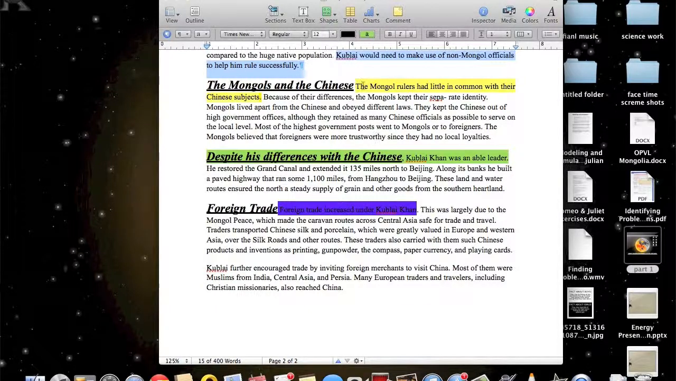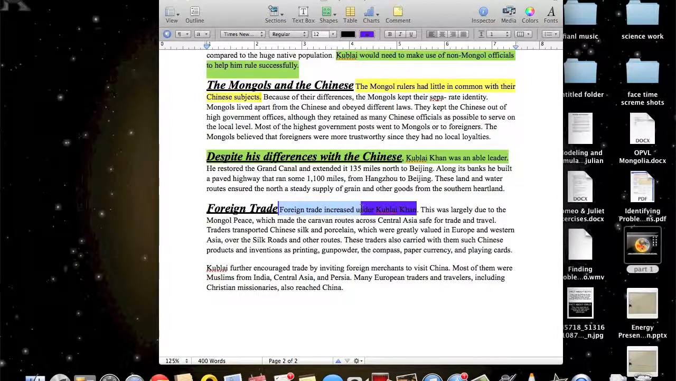Now let's go for the second problem. The Mongol rulers had little in common with their Chinese subjects. That means the Mongols were not used to the Chinese language, religion, etc. And the solution for that was, despite the differences with the Chinese, Kublai was able to learn. He said, okay, you're different from me, but I'm gonna rule you nicely. And he was able to be one of the best Chinese rulers.